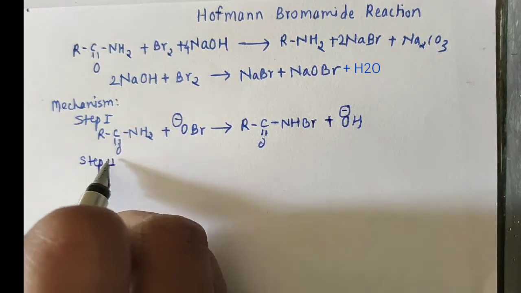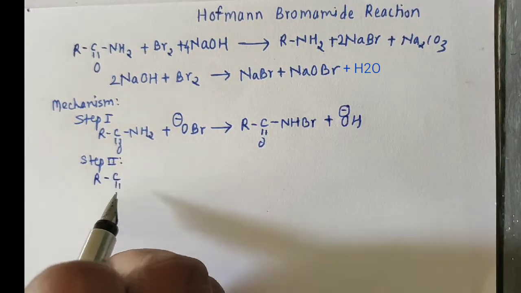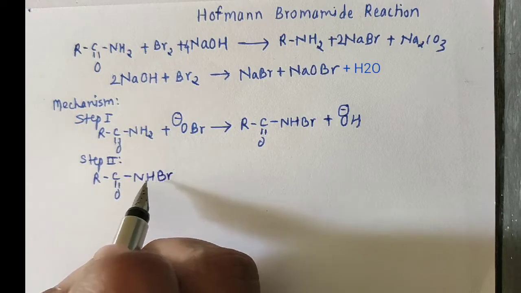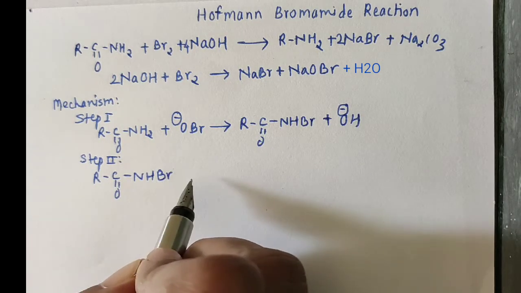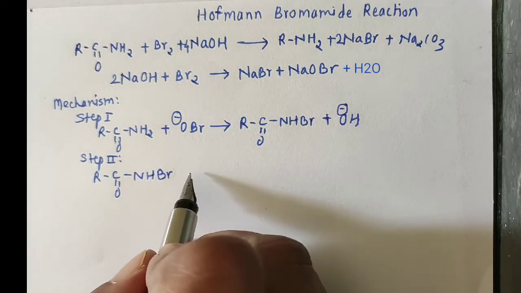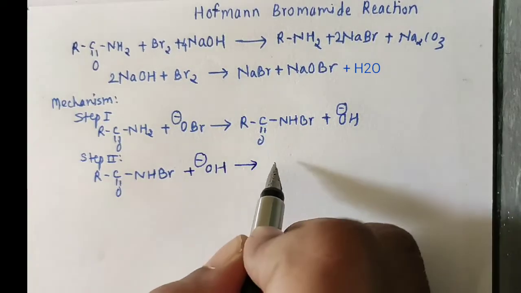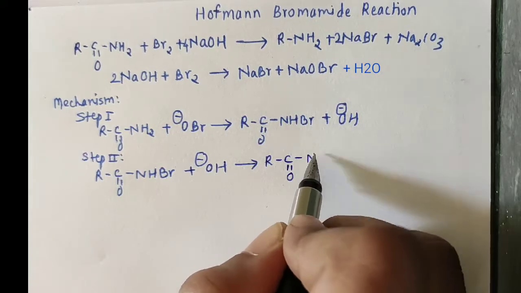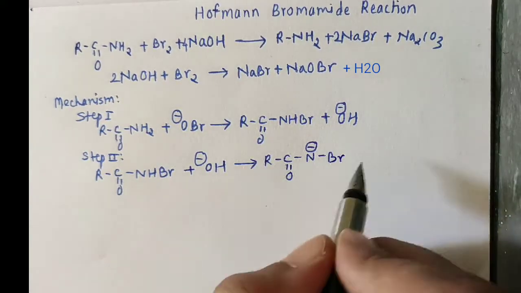In the second step, this nucleophile abstracts the acidic proton, this H, which is attached to nitrogen. From one side Br is there and from the other side the acyl group is there. This hydrogen becomes acidic and can be easily abstracted by this OH minus ion, and there is formation of the corresponding anion, that is the N-bromoamide anion.